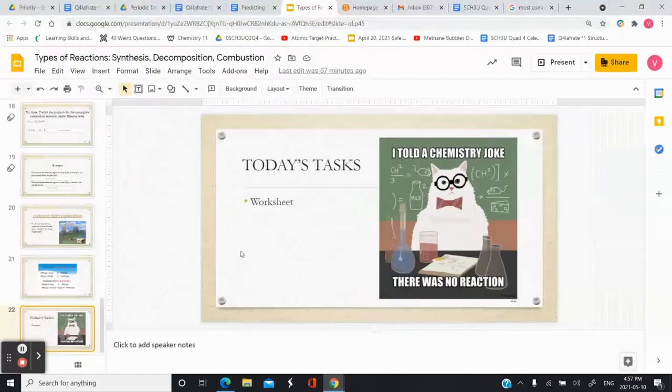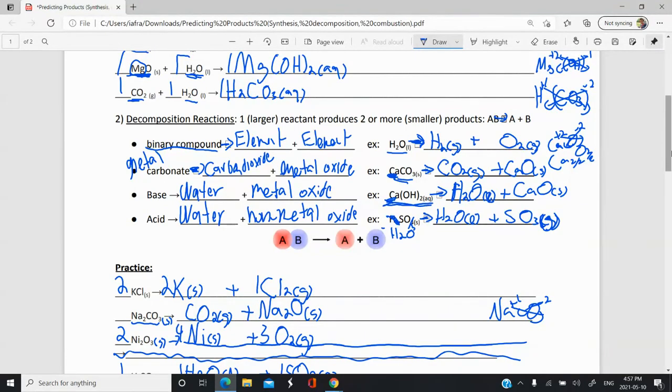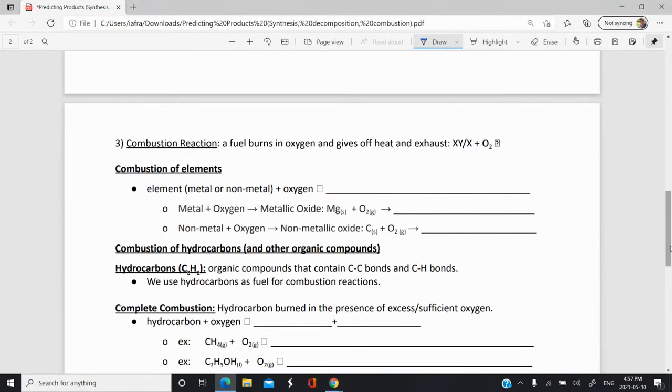Let's go ahead and do some examples in our handout for combustion reactions. So let's start off with combustion of elements. So remember, first of all, that combustion is always when you take a fuel, you burn it in the presence of oxygen, and you give off heat and energy and exhaust. And so it'll look something like this. Either you have a hydrocarbon or an element reacting with oxygen, and you produce various products depending on what you have. So the first type of combustion is combustion of elements, where you have a metal or a nonmetal, so that's your element, reacting with oxygen. And that will produce some kind of oxide compound.